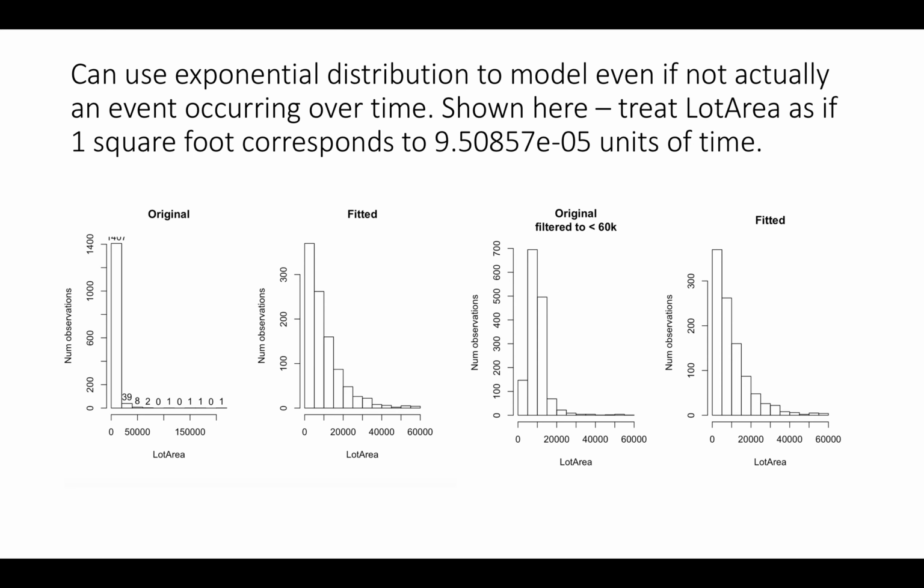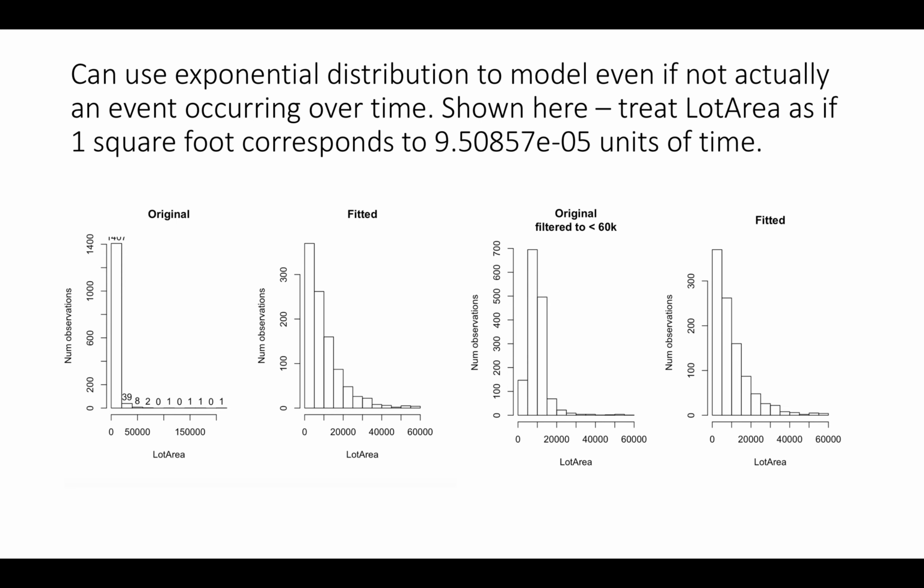So shown here is if we took the lot area variable and treated 1 square foot as corresponding to this number, a pretty small number, in units of time. Shown is the histogram of the original versus the fitted values. It's kind of hard to see with the original values, since most of them were less than 20,000. So on the right is a similar panel plot, but with the original values just showing the ones less than 60,000, since there's only a handful more than 60,000. You can see there are some differences.